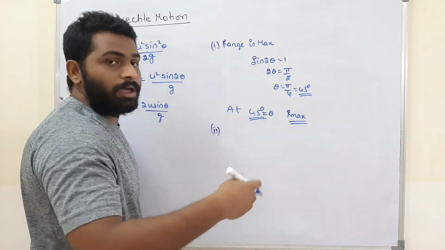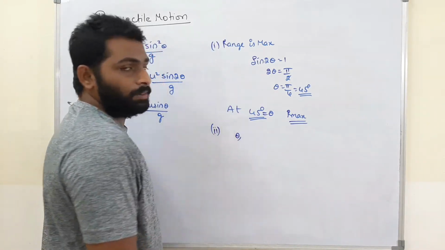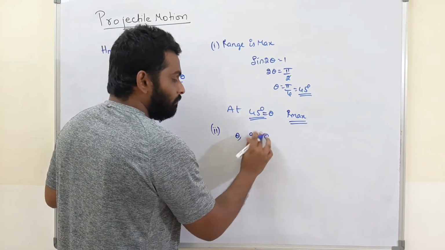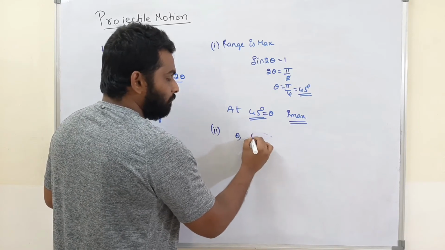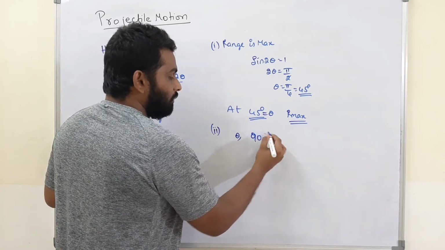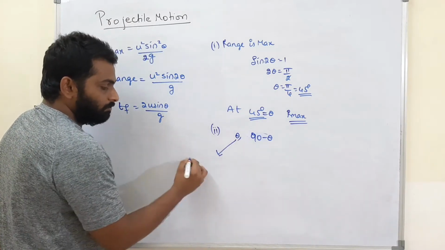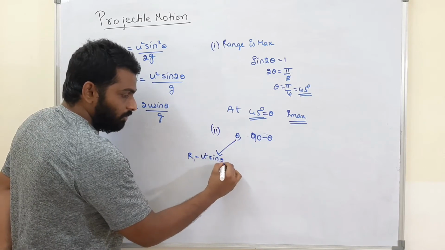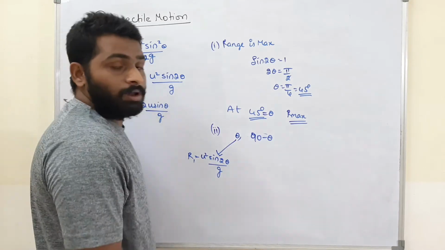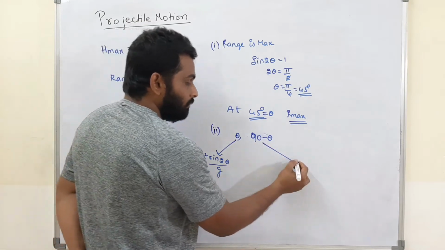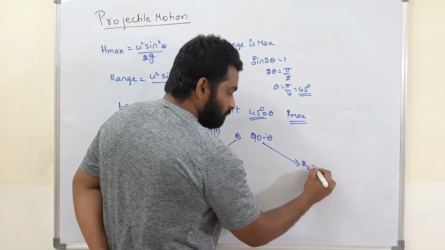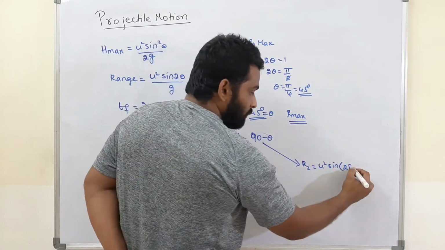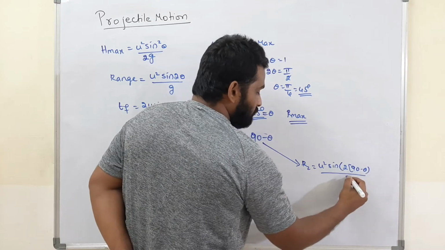I have projected a body with some angle theta. Now I have projected another body with angle 90 minus theta. One body with theta, another with 90 minus theta. When it is theta, what is the range R1? U square sin 2 theta by g. When I project a body with 90 minus theta, what is the range R2? U square sin 2 into 90 minus theta, by g.